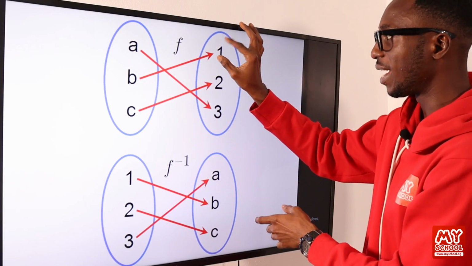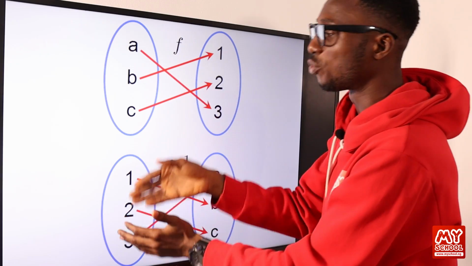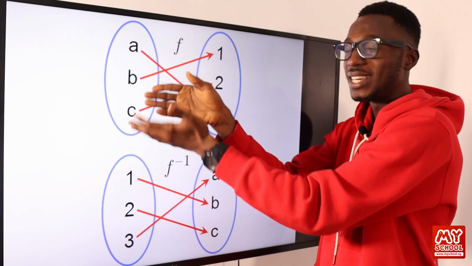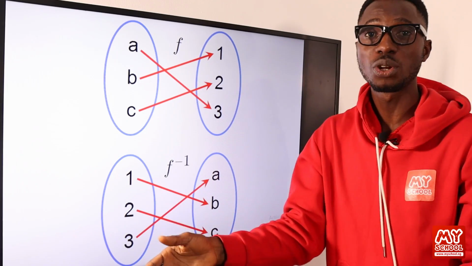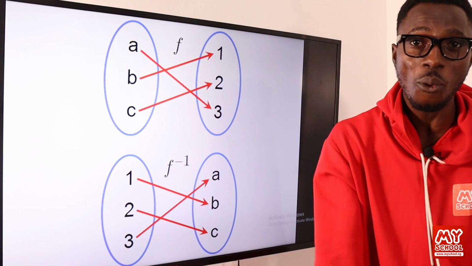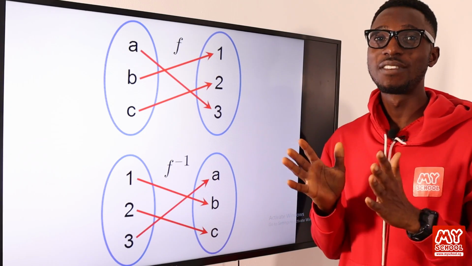So you can see right here now, what has always been the range is now becoming the domain. And what has always been the domain has now become the range. So the position of the codomain is being swapped for the position of the domain. That is basically about inverse function.